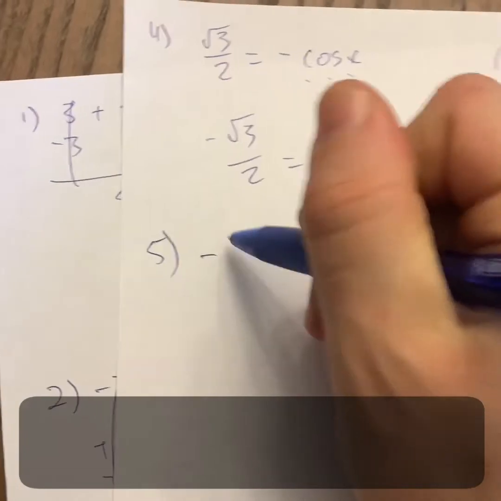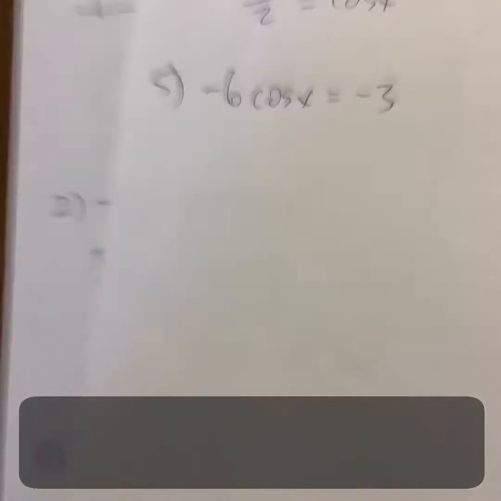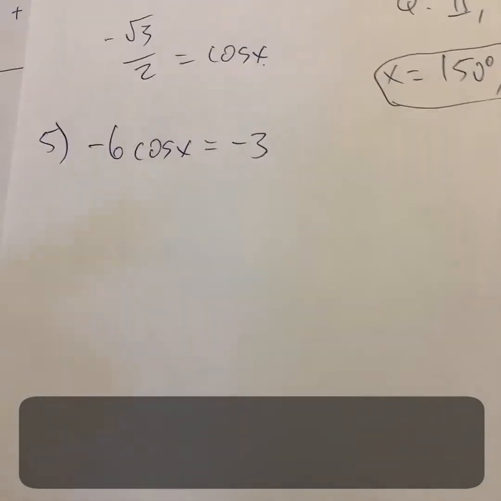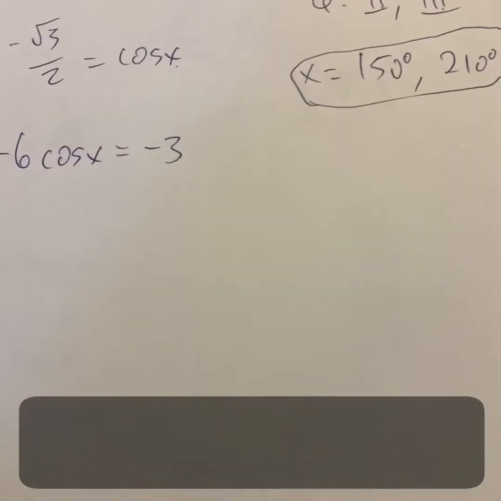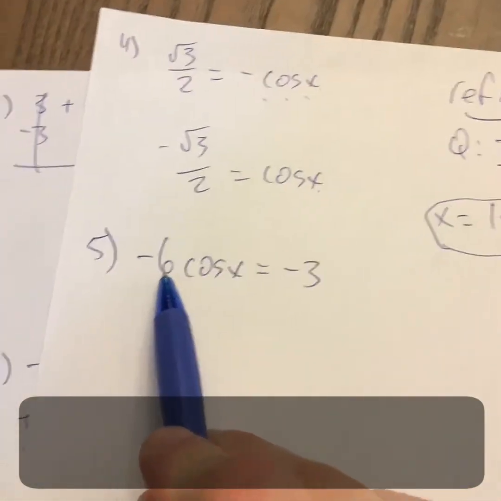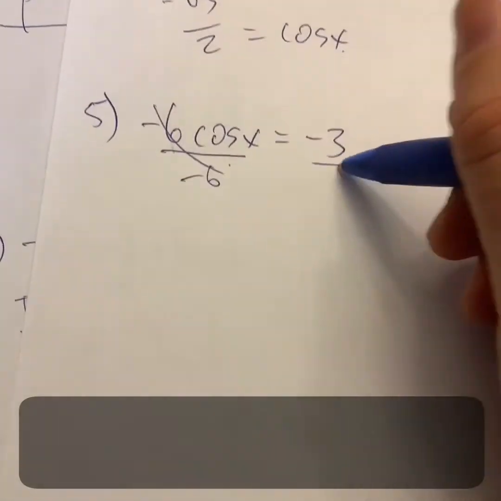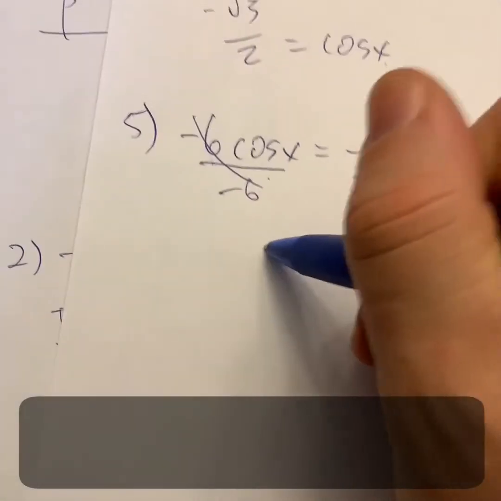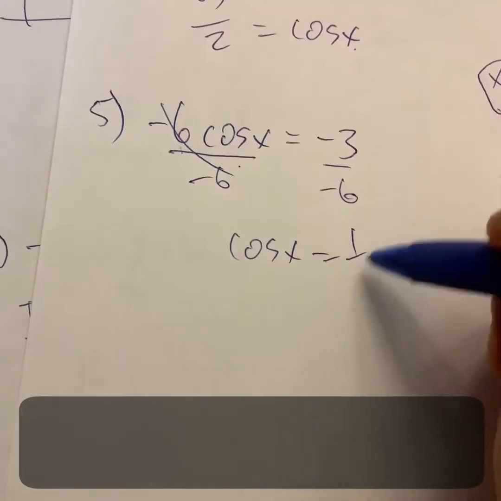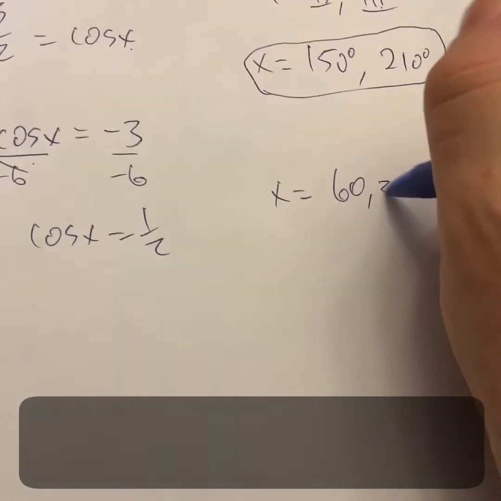All right, then we've got number 5, which is -6 cosine of x is equal to -3. Now, this one looks different, but it's actually the same exact problem as which one? Number 3. Because what happens when we divide both sides by -6 to get the cosine of x by itself? We get -3 over -6, which is cosine of x equal to positive 1/2. And we did that one already, and we saw it was 60 and 300 because we're in quadrants 1 and 4.